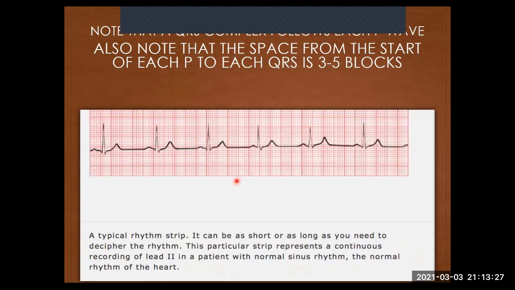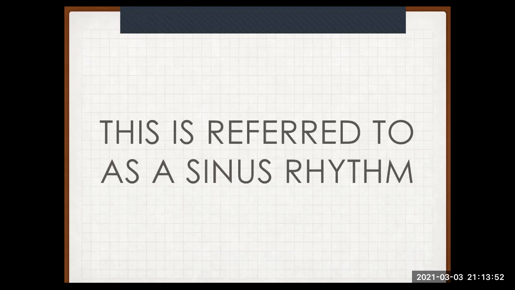We have what looks like a normal looking ECG. If you just look at it just like that, it just looks normal. But the question is, why is it looking normal? What is it about this that makes it normal? There's actually 5 criteria that we use, and that's what we're going to talk about now. So what we have here is what we call a normal sinus rhythm. As I say, it's referred to as a sinus rhythm.